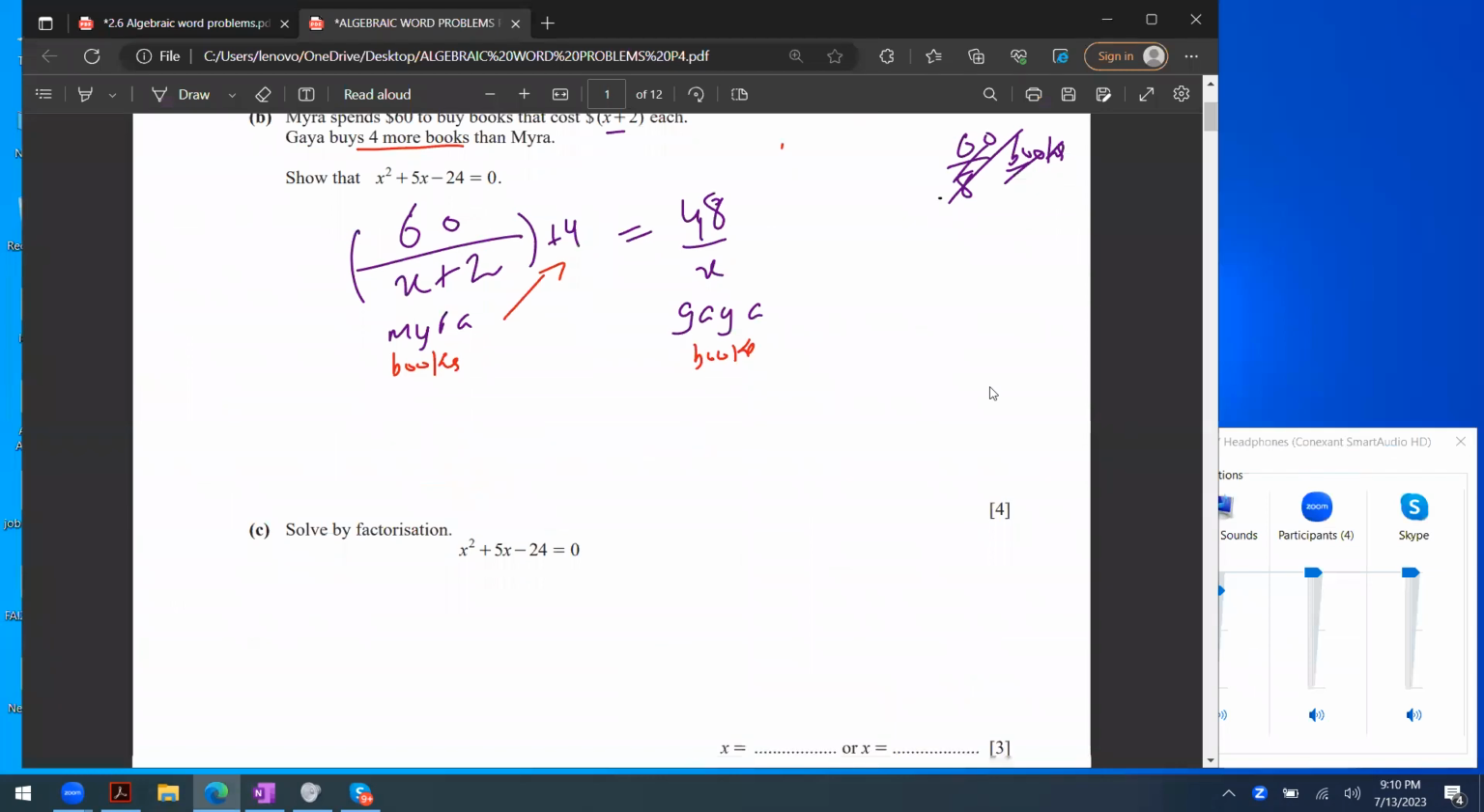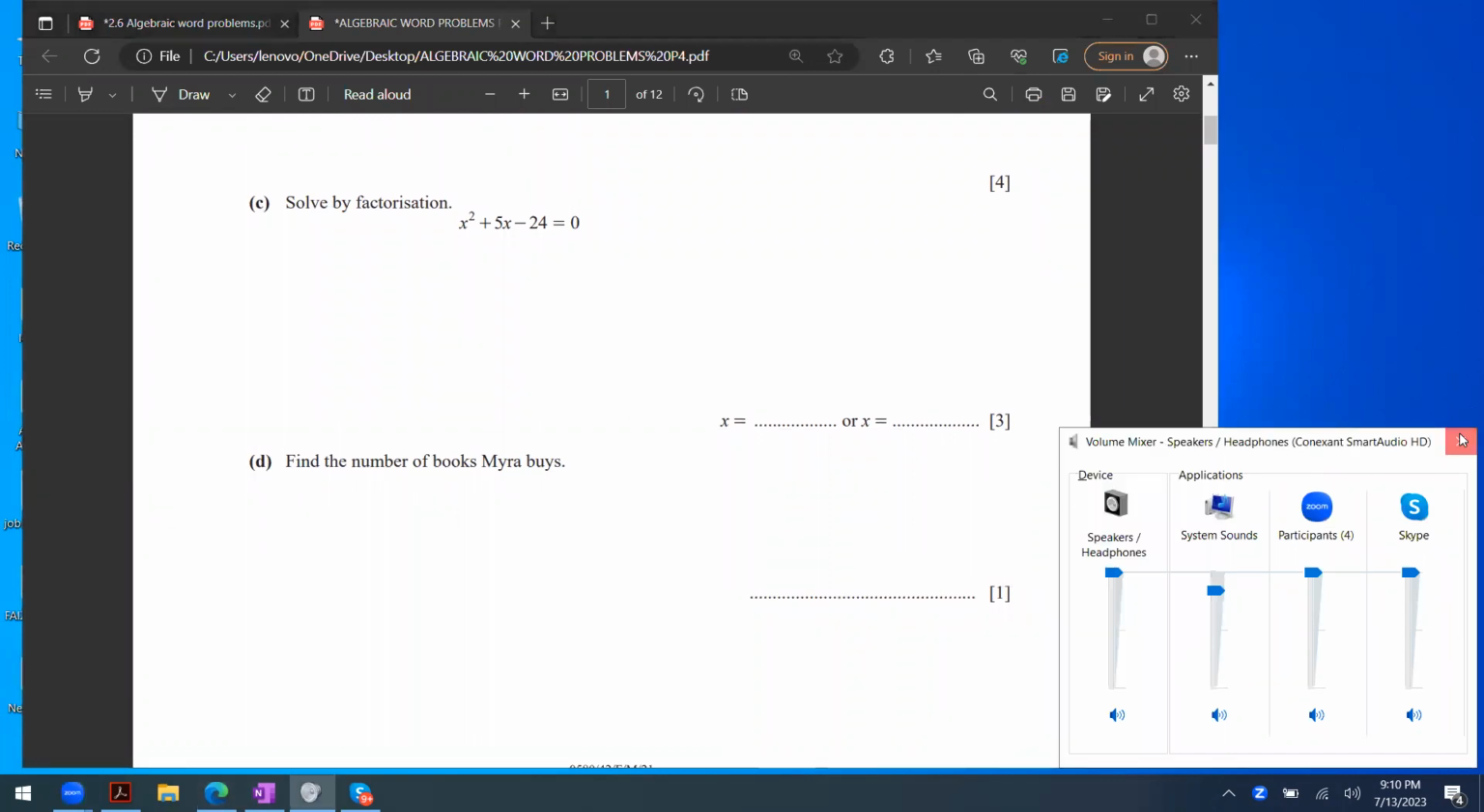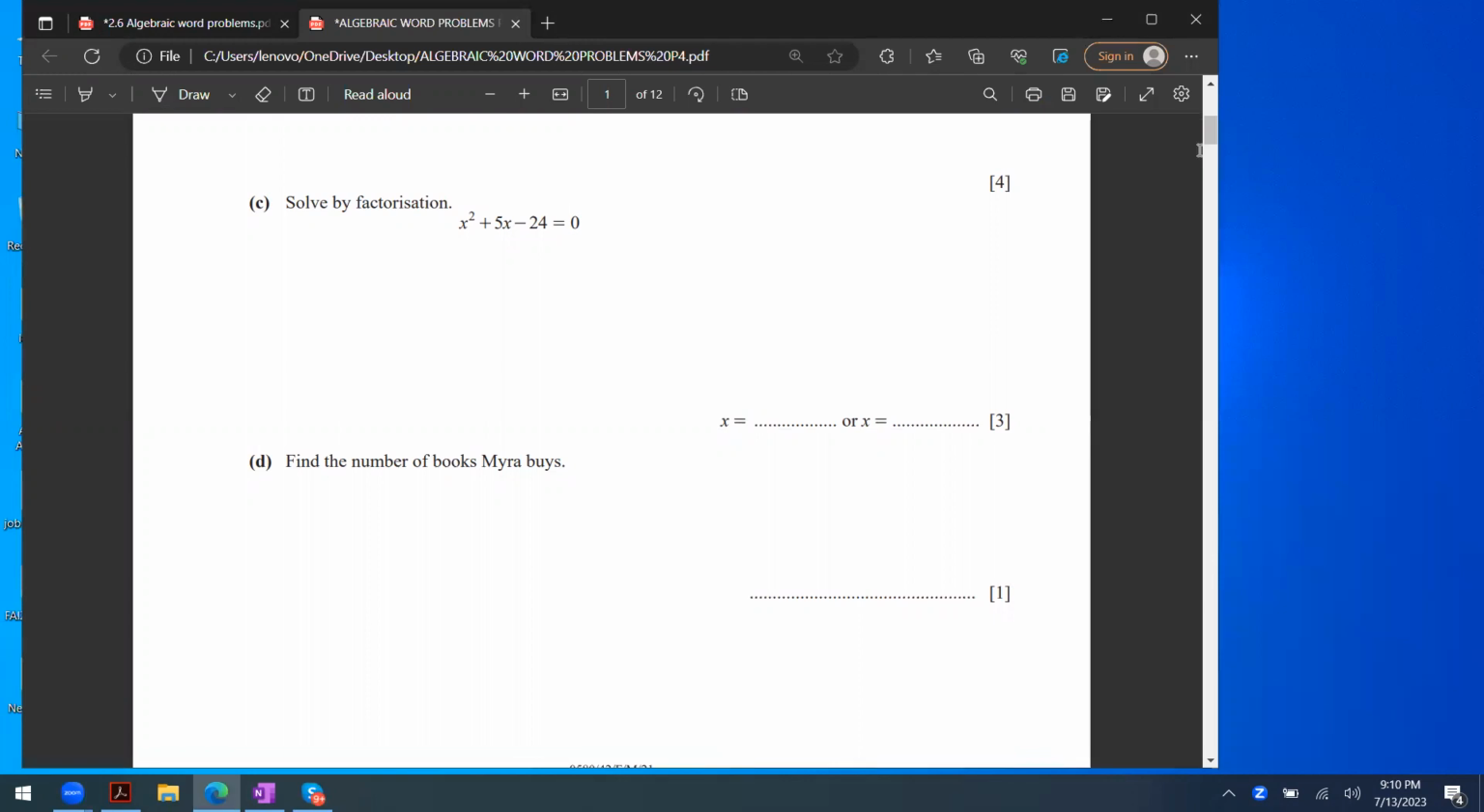Next, we need to solve by factorization. Okay. Do all of you know factorization? Can you guys solve with factorization? Anyone doesn't know? I don't remember it, but I do know it. No problem. Then please look carefully at this one. This is very essential in algebra, obviously.